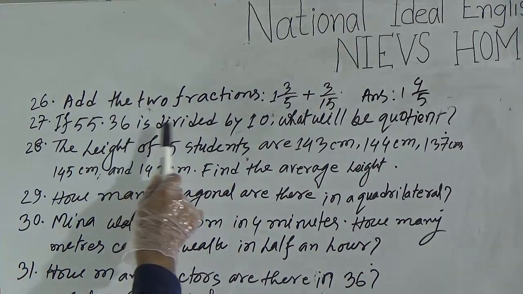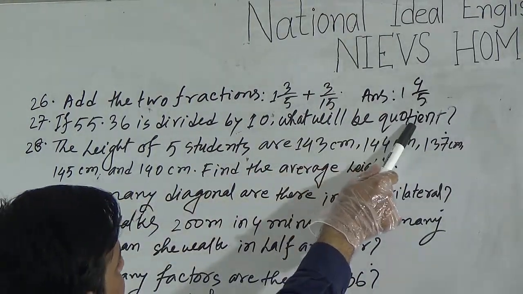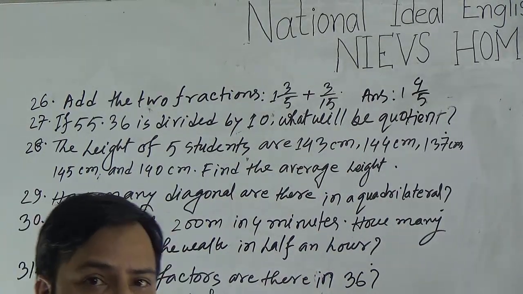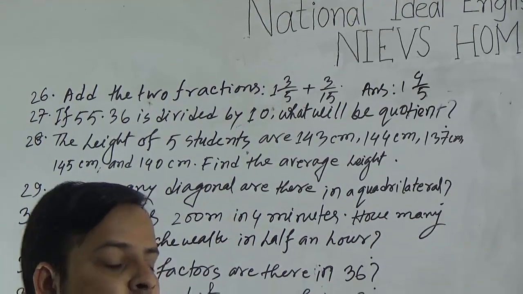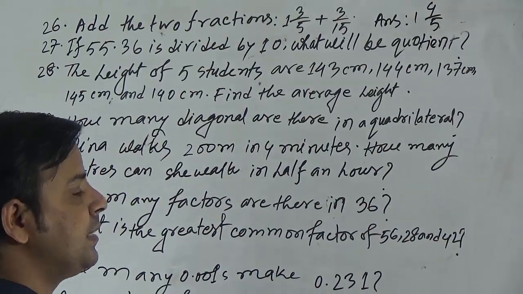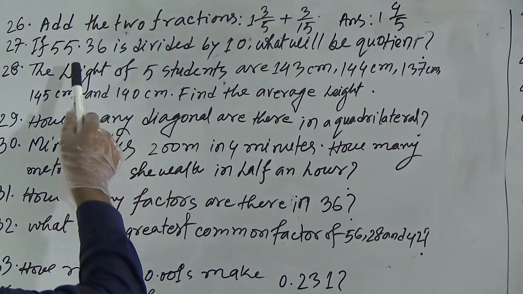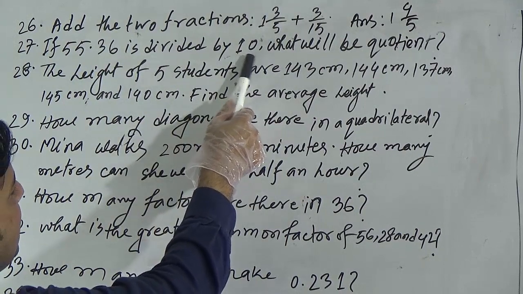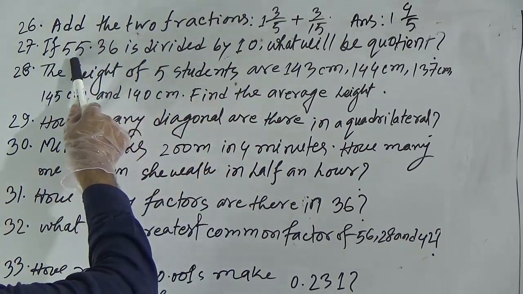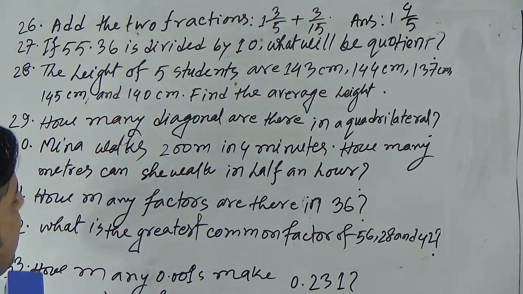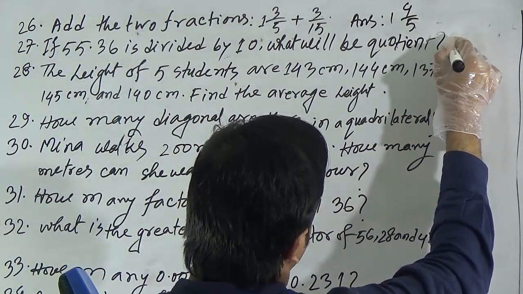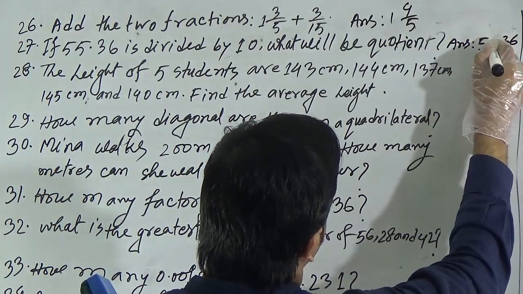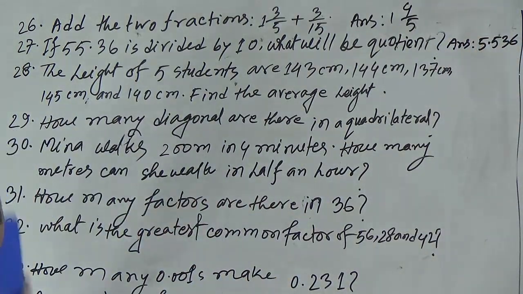If 55.36 is divided by 10, what will be the quotient? For this type of division, when we divide by 10, 100, 1000, we have to remember a technique. Just the decimal will move. If we divide, the decimal will move to the left. We have to count the 0. As here is only 1 0, the decimal will move only 1 digit left. So we can say our required answer is 5.536. Now go to the next question.